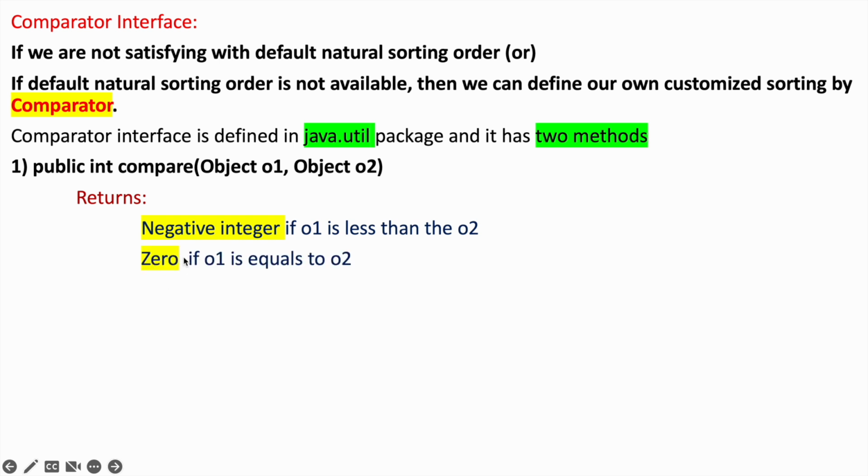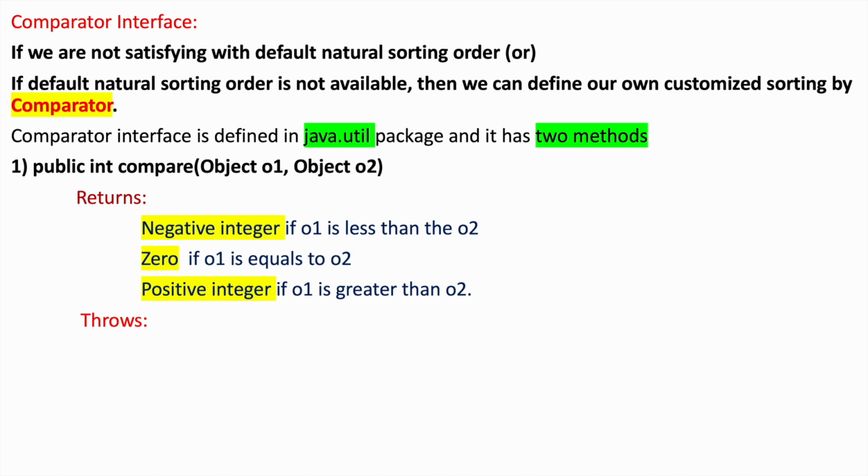It will return 0 if object 1 and object 2 are the same. If object 1 is equal to object 2, then the compare method will return 0. This compare method will return a positive integer if object 1 is greater than object 2. That is, if object 1 comes after object 2, it will return a positive integer. The JVM will look at the return value of this compare method, and based on that return value, the elements will be ordered.